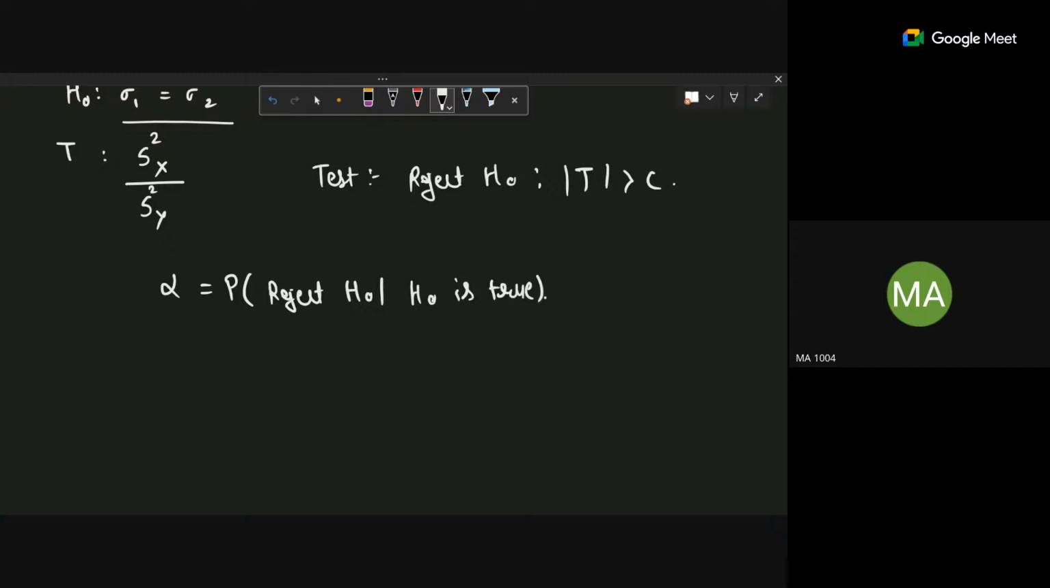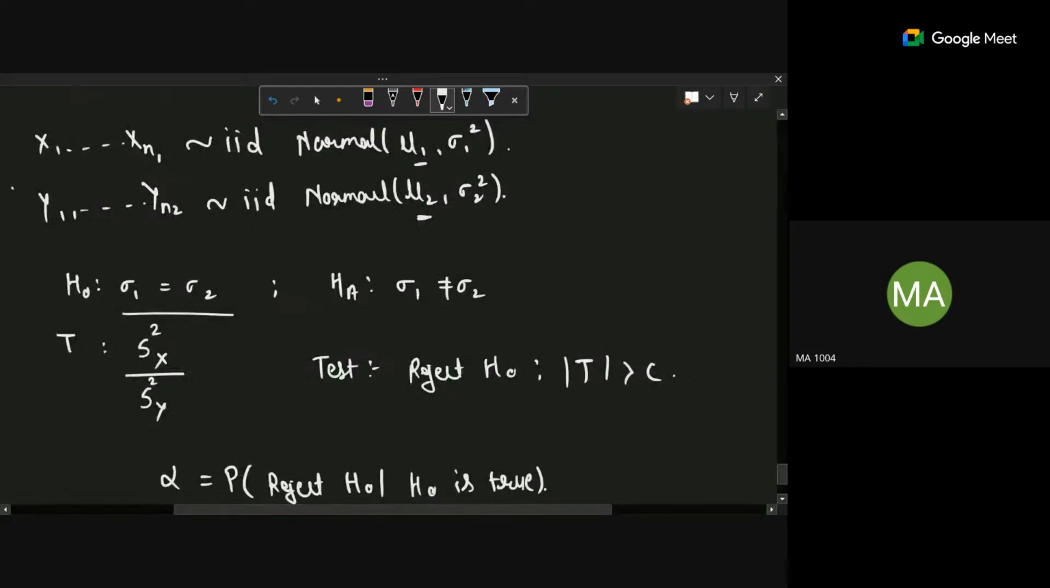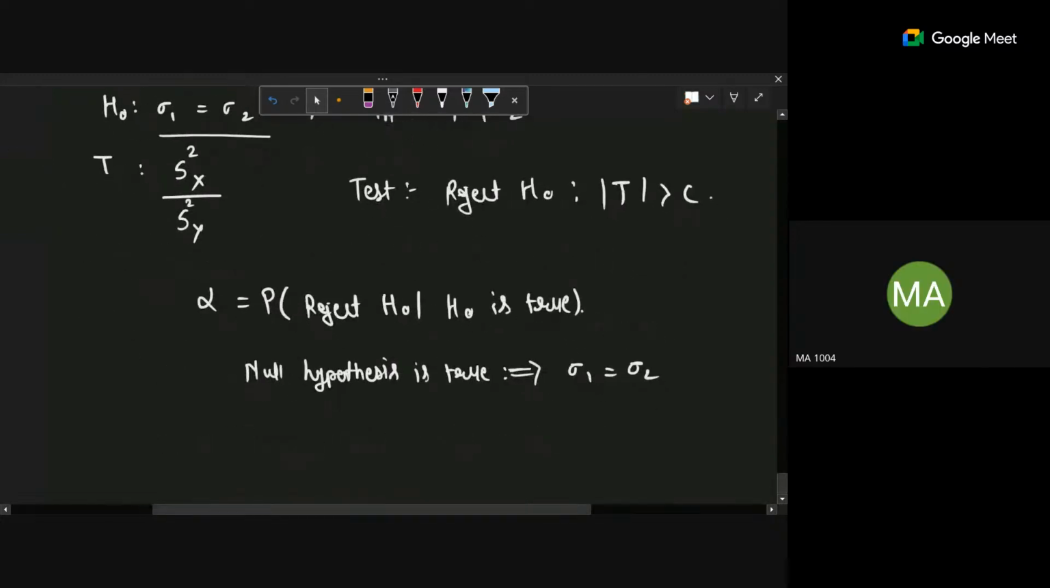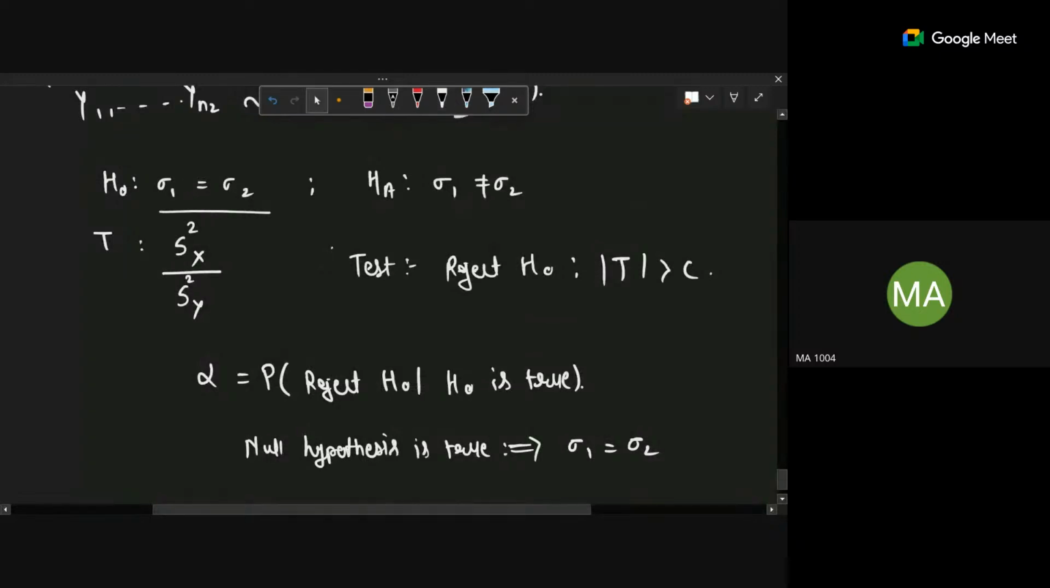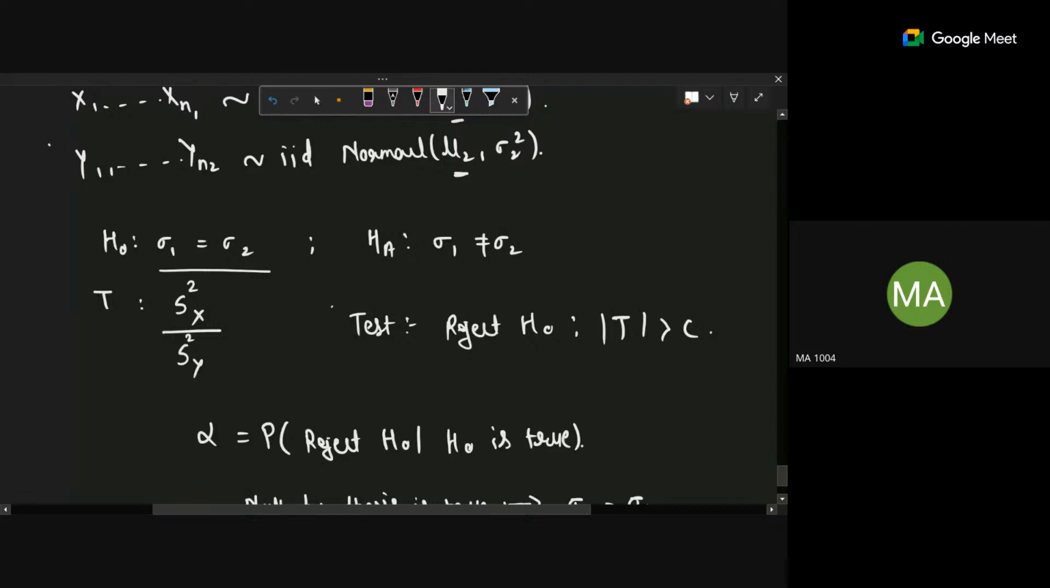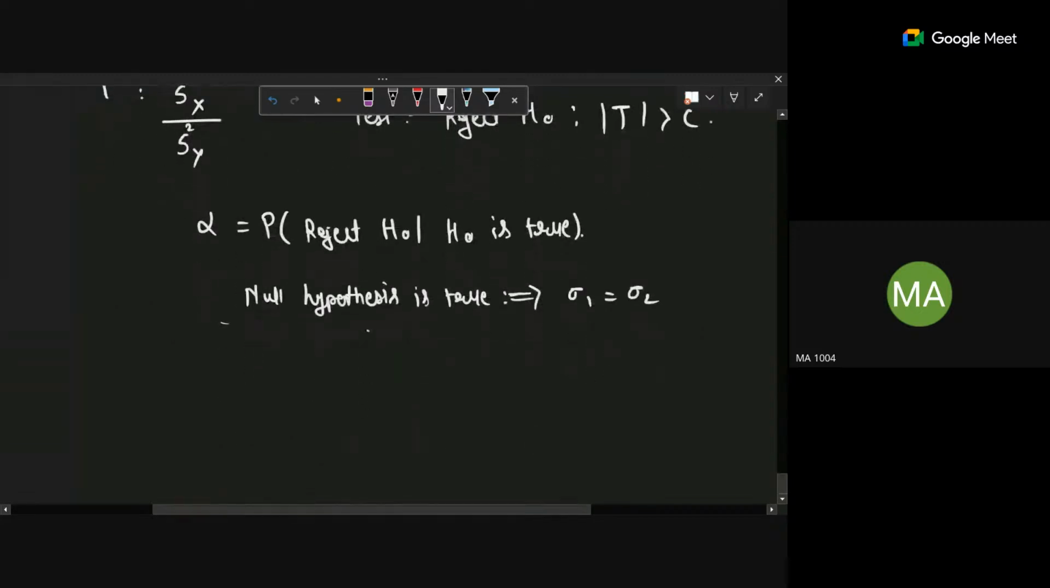Now, what does it mean that H naught is true? What does it imply in this particular case if the null hypothesis is true? Sigma 1 is equal to sigma 2. Is the ratio greater than 1? Why should it be greater than 1? Because we are checking for equality. The null hypothesis is true; we are only checking whether it's true or not. Ultimately it gives the same result. But if the question is only this, null hypothesis is true means your sigma 1 and sigma 2 are going to be the same. If they are the same, then what will happen?